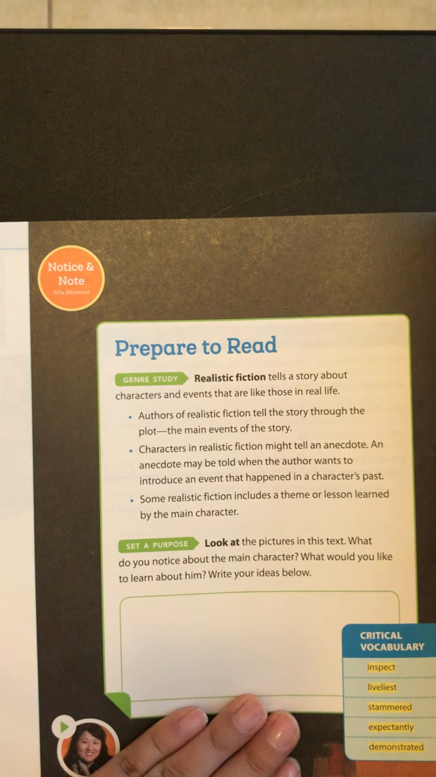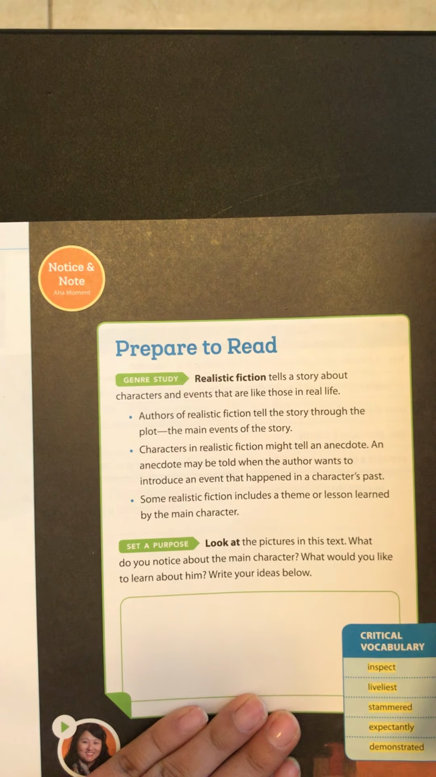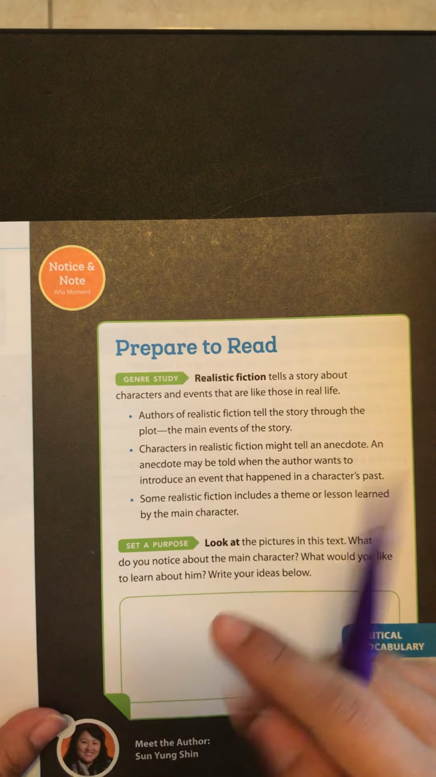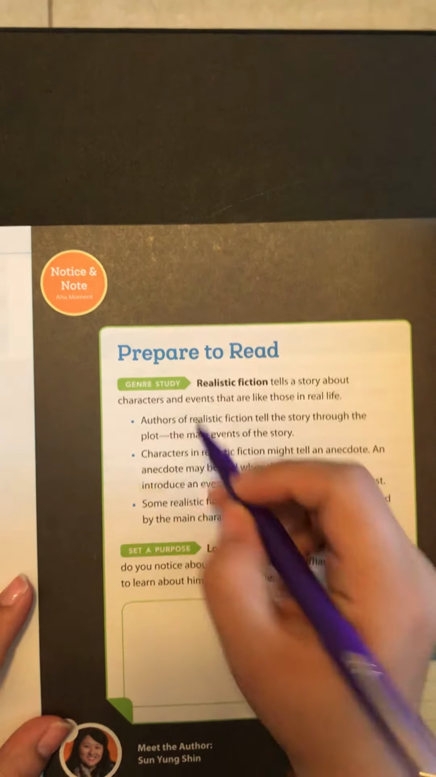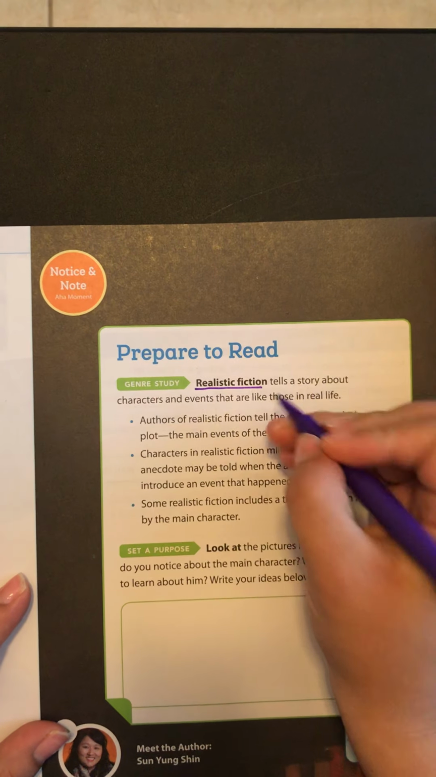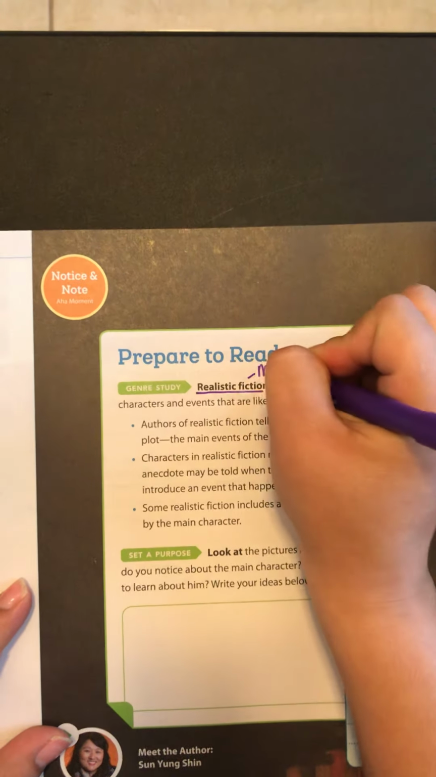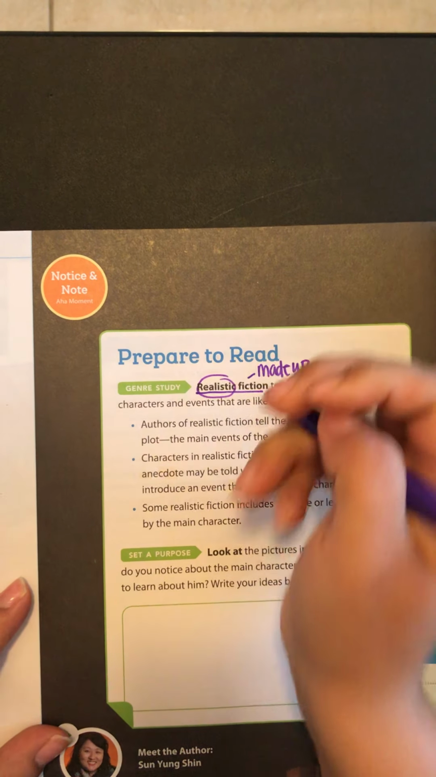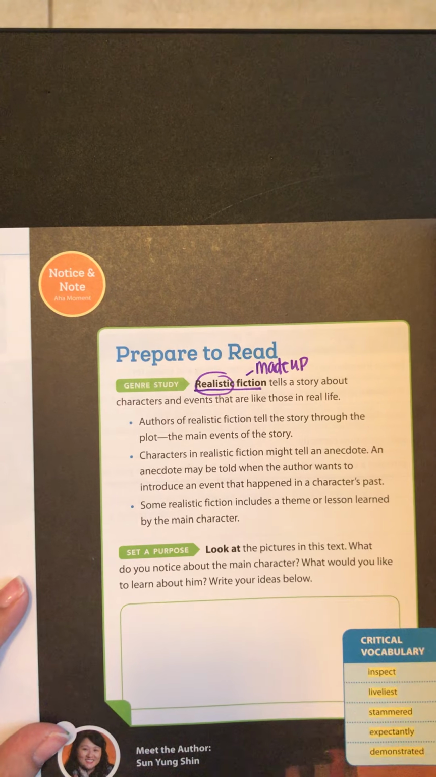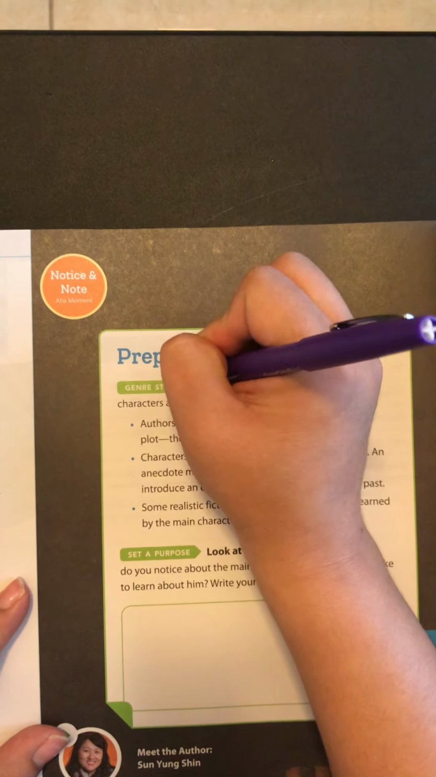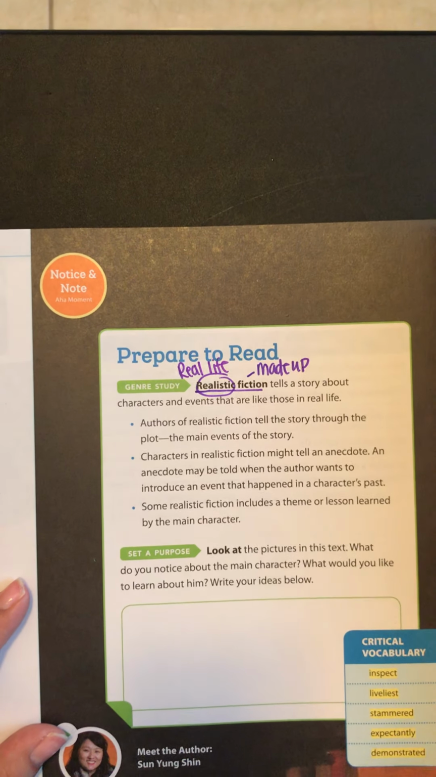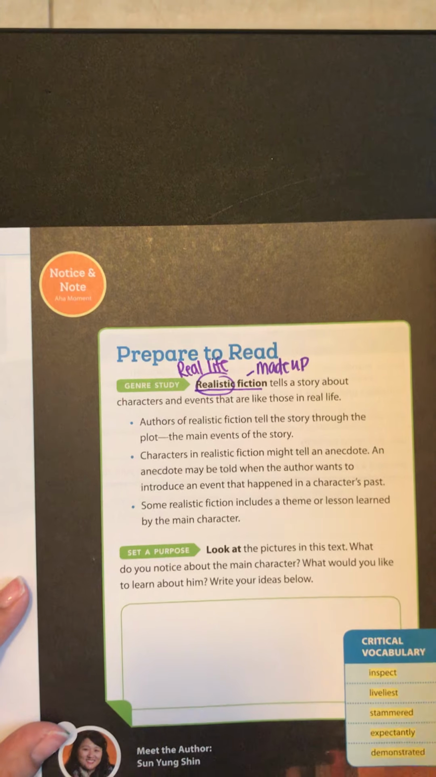So today I'm just going to go quickly over Cooper's Lesson and what you will be doing. Like it says right here, we are reading a realistic fiction. Remember, fiction is something that is made up. And the word realistic means that the events in the story can happen in real life. So we won't be seeing any fantasy in this type of story.